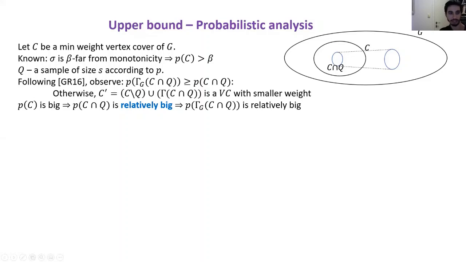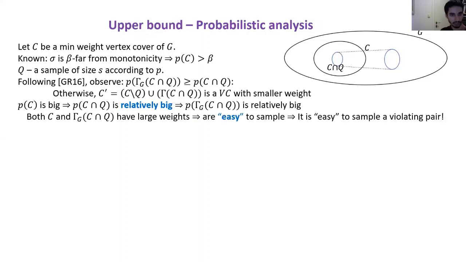Now we know that P of C is big, and thus the weight of the sampled part of C is also relatively big, and by the observation, the weight of the neighbors of C intersection Q is also relatively big. As both C and the neighbors of C intersection Q have large weights, they are easy to sample, and thus it is easy to sample a violating pair, because every edge in G represents a violating pair.